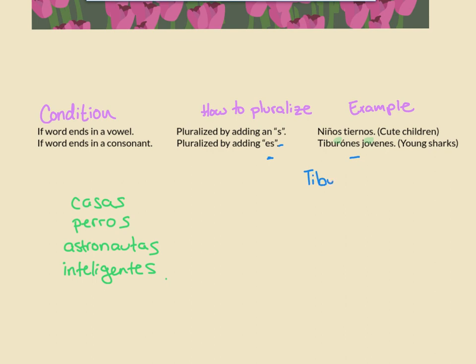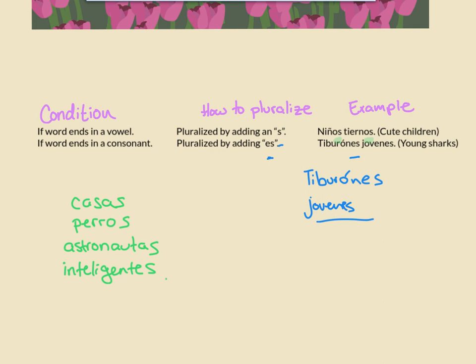The singular for that, so a shark, is tiburón, un tiburón. How would I pluralize that? By adding an E and an S at the end. Okay? Same thing with the adjective joven, which means young. To pluralize it, I don't just add an S, I need an E and an S at the end for jóvenes. So tiburones, jóvenes.